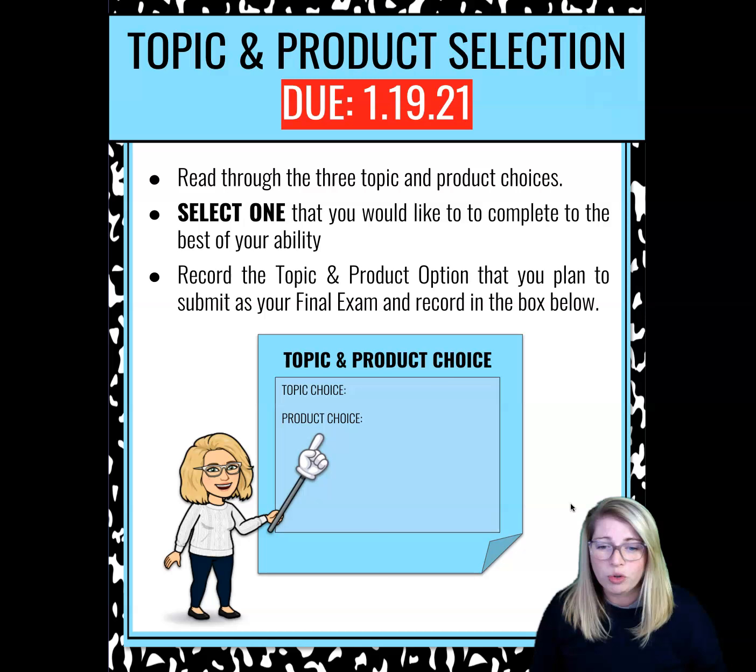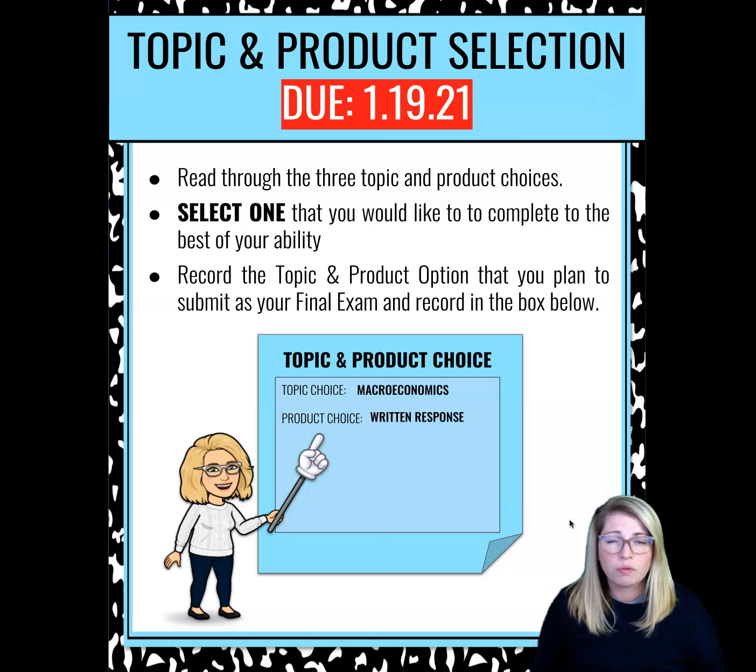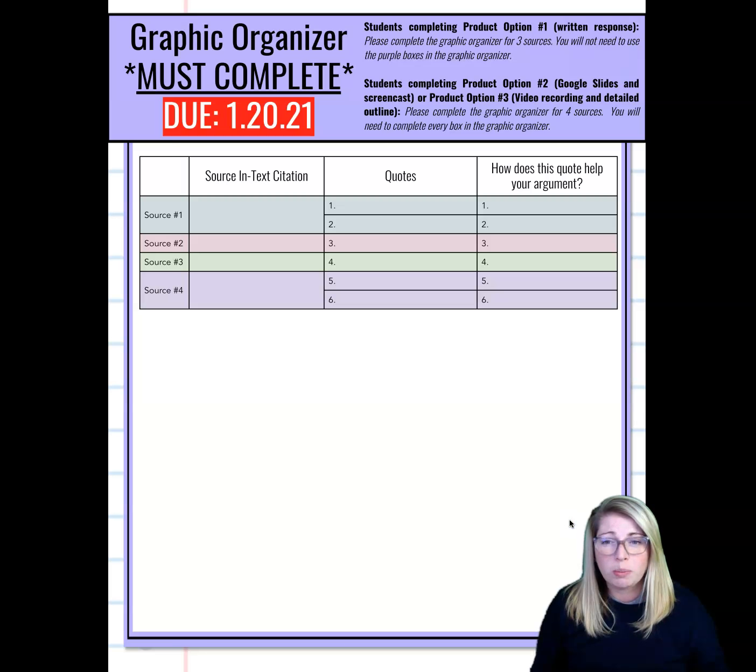So for example, you would have filled in here that I'm doing macroeconomics and I'm providing a written response. That's just an example. You'll come into the meeting, I'll pull up your document, see that you've filled this in, and then you'll be released from the meeting. The next day, January 20th, is when you'll need to complete this graphic organizer. And again, like I said, if you're doing the recorded speech, this is your outline.